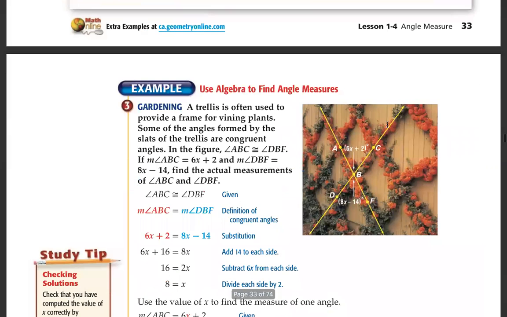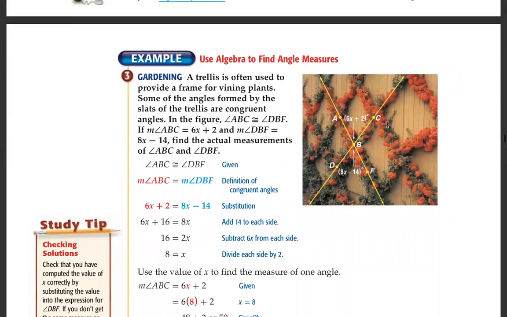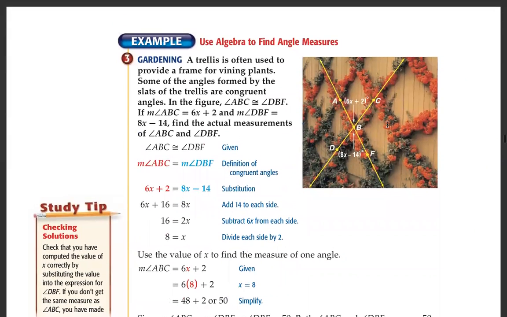Okay, so now let's go to the meat of this lesson, like always, algebra. Here, a trellis is often used to provide a frame for vining plants. Some of the angles formed by the slats of the trellis are congruent angles. When we say congruent, they're equal. So in the figure, angle ABC is congruent to angle DBF. So if they're congruent, then they're also equal. If the measurement of angle ABC is 6x plus 2 and the measurement of angle DBF is 8x minus 4, find the actual measurements of angle ABC and angle DBF.